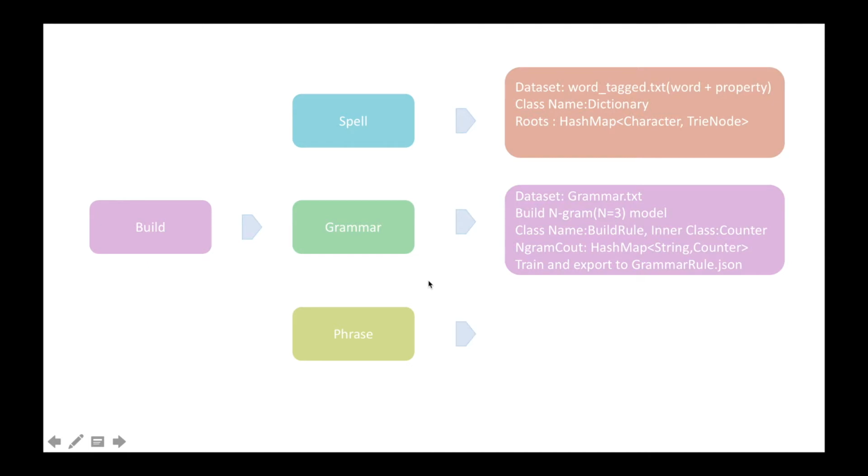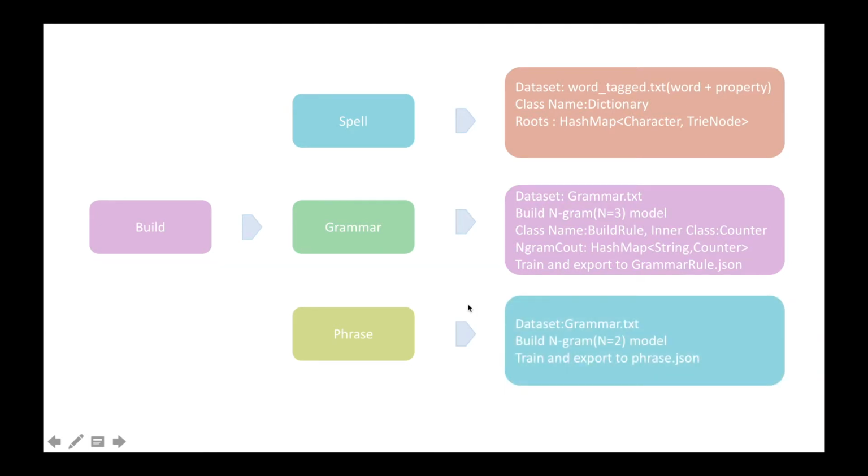For phrase check, we have the dataset, same as the grammar check, grammar txt. We build the bigram model and train, then export to phrase JSON. Different from the grammar part, we consider the word combination, not the property combination.